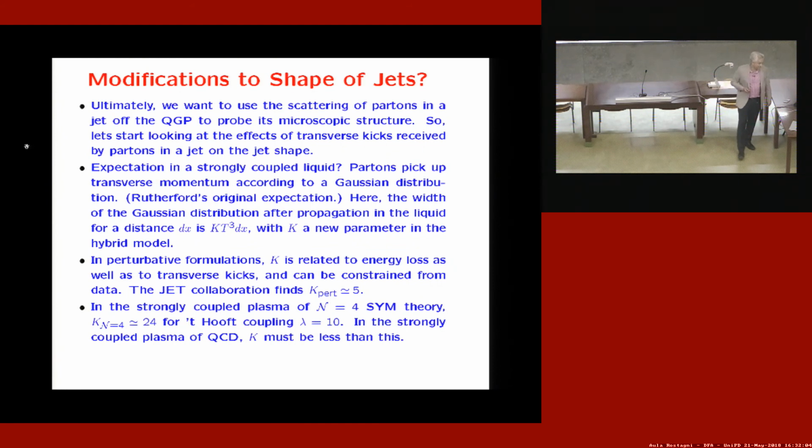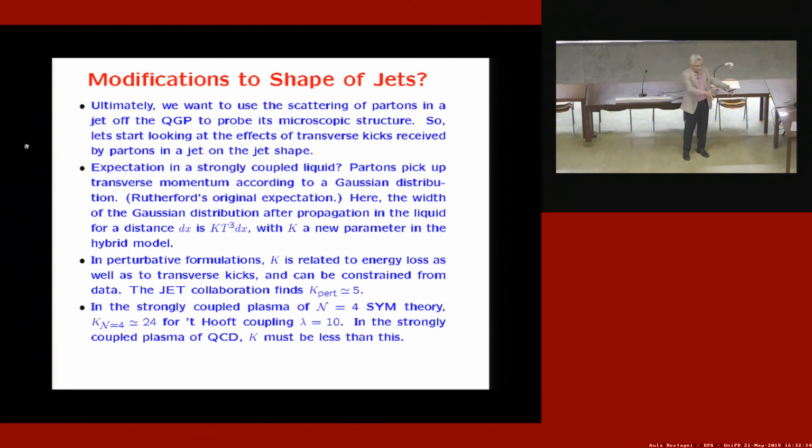I'm going to have to skip some things here because I want to get to the thing I want to get to. But ultimately our goal is to use the scattering of partons in the jet to look for the hard particles in the soup. So let's think about how we might do that, and let's think back to Rutherford. So Rutherford shot particles at an object that he wanted to study. It was an atom in his case, and the particles were alpha particles.